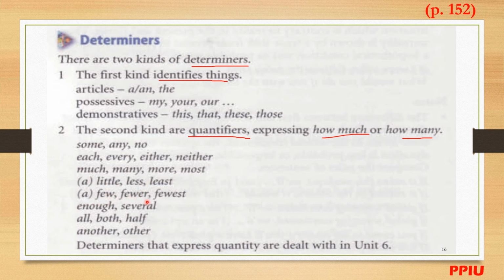Shoe or shoes, footwear. One or two things. Enough, or several, all, both, half, another, and other. So we can say all of these things are determiners that express quantity, dealt with within Unit 6, which you have already learned. In short, there are two kinds of determiner. The first one just identifies things. The second one are quantifiers that express how much or how many, and all of these things are examples, right? So we are going to discuss each item briefly.